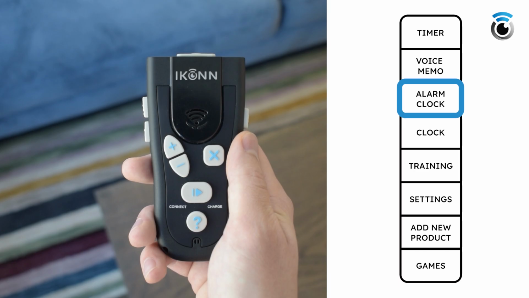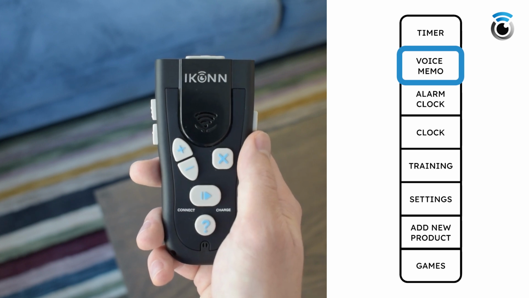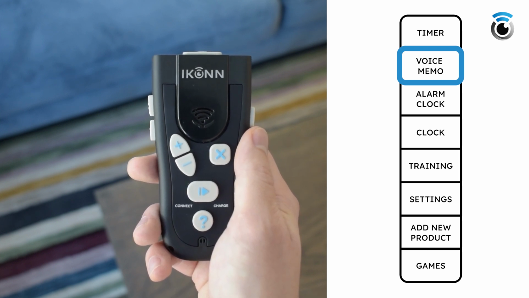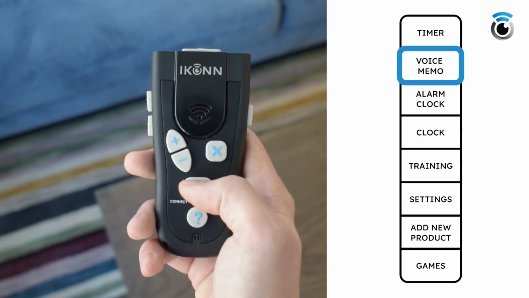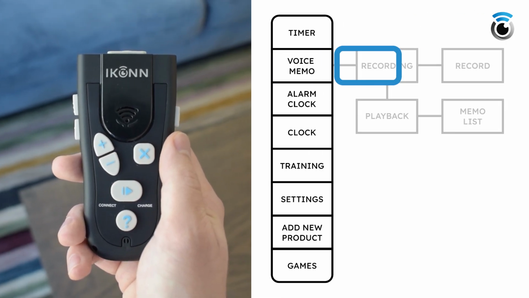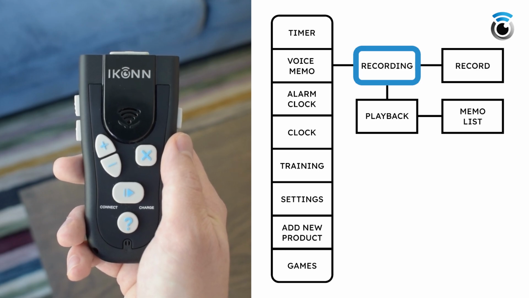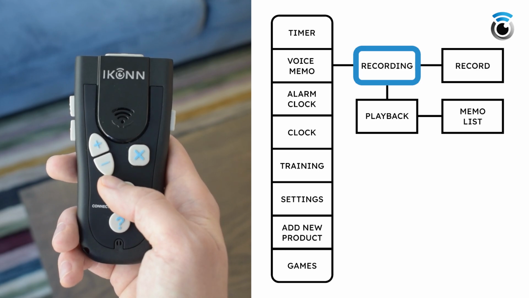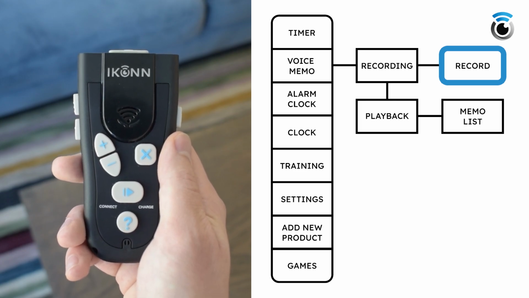Next up is the Voice Memo app. Voice memo. It enables you to record and store short voice messages, which can serve as personal reminders. New recording. Use the arrow buttons to choose between playback or recording a memo. Long press OK to record a memo. Press OK again to stop recording.